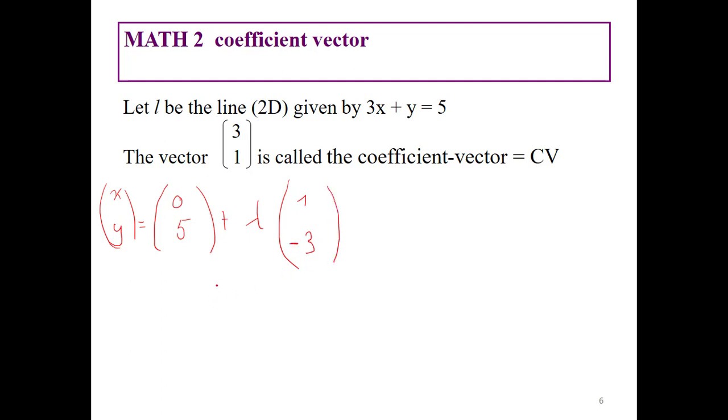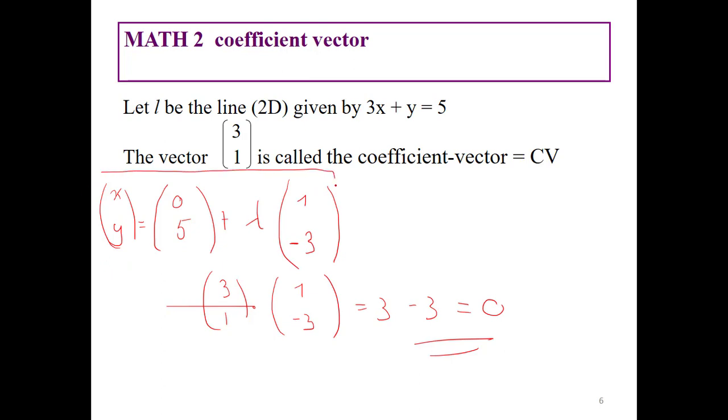Now let's check it again. So (3, 1) dot vector (1, -3) will give us 3 minus 3 equals 0. So indeed, this vector (1, -3) is perpendicular to the coefficient vector. So now I found in 30 seconds a vector form of a line given with the help of an equation.